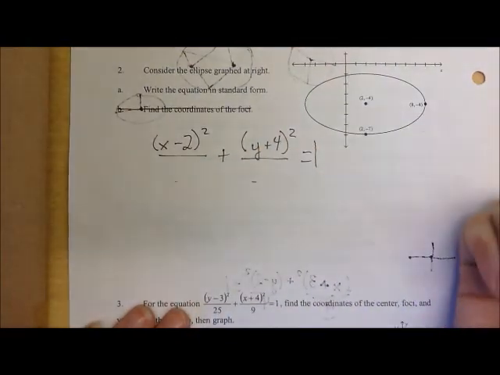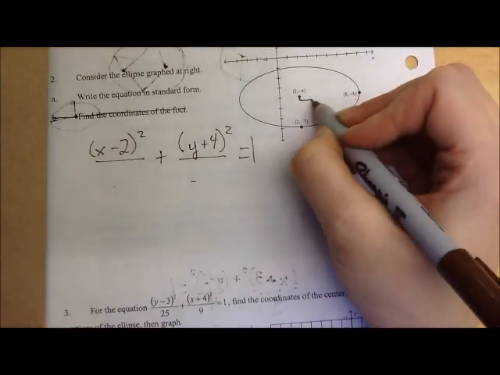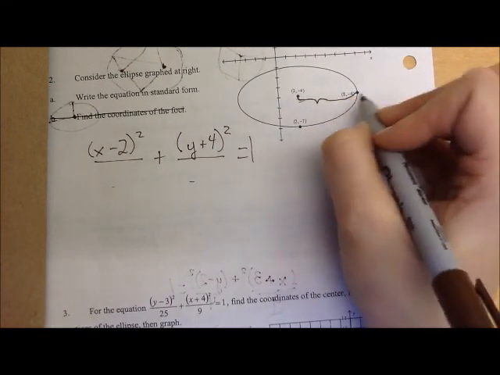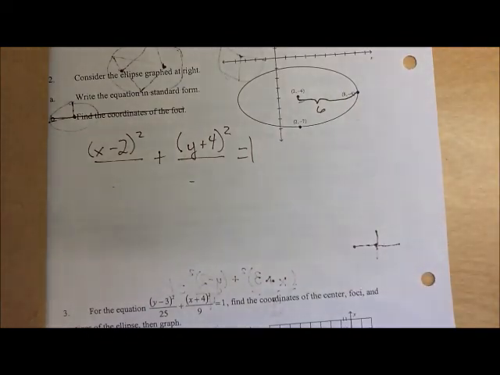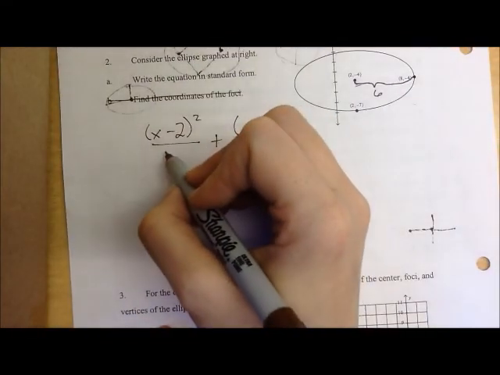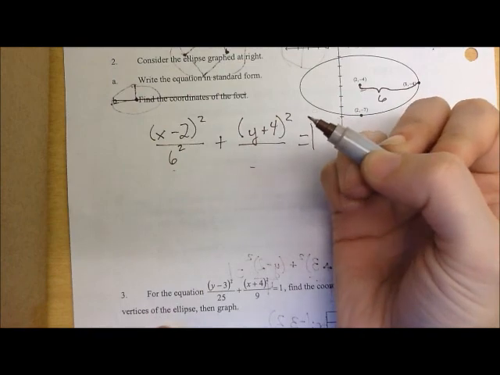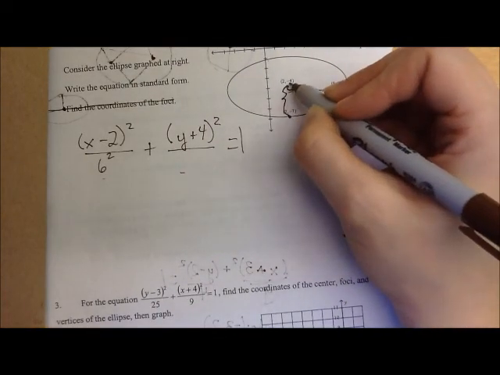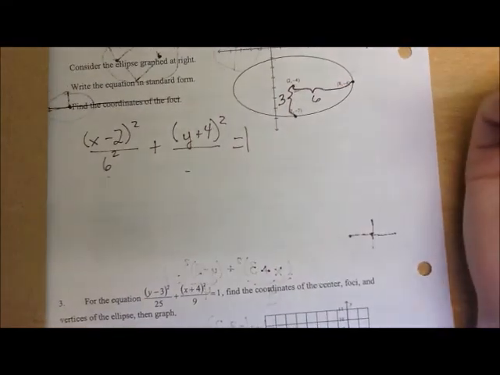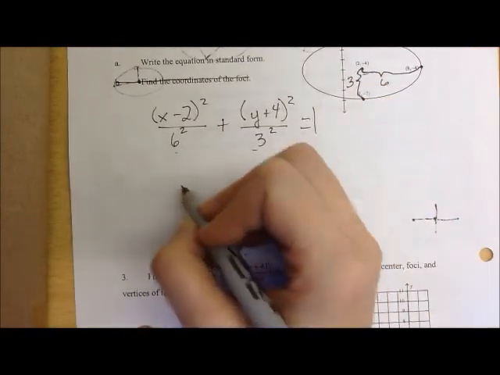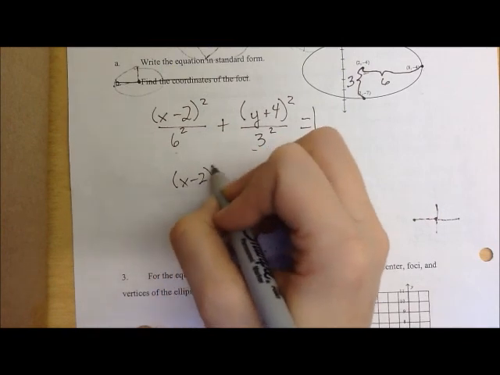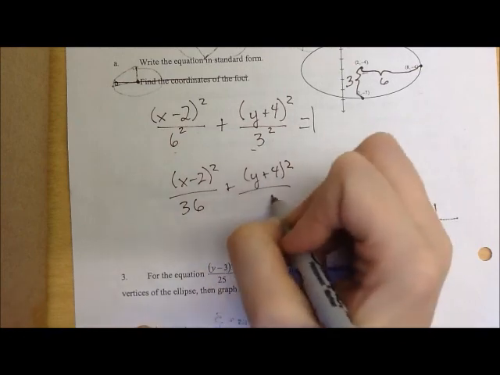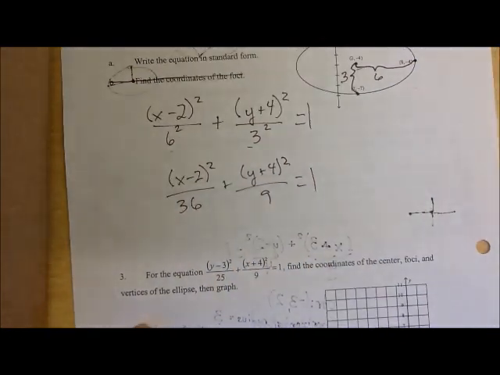Now I got to figure out these bits. From the center, horizontally to the outside, going from 2 to 8, that's 6 steps. So what goes under here will be 6 squared, or 36. Vertically from the center to the outside, from -4 to -7, that's 3 steps. So under here will be 3 squared. So the equation is x - 2 squared over 36 plus y + 4 squared over 9 equals 1. And that's it.